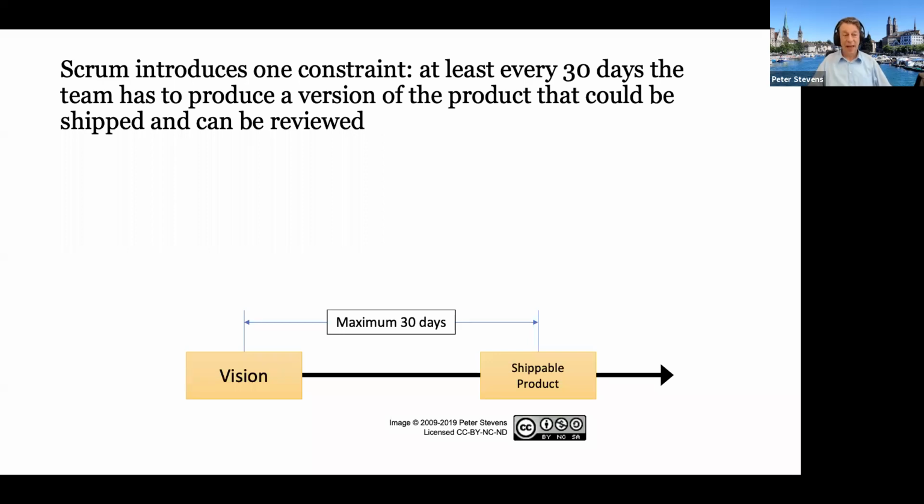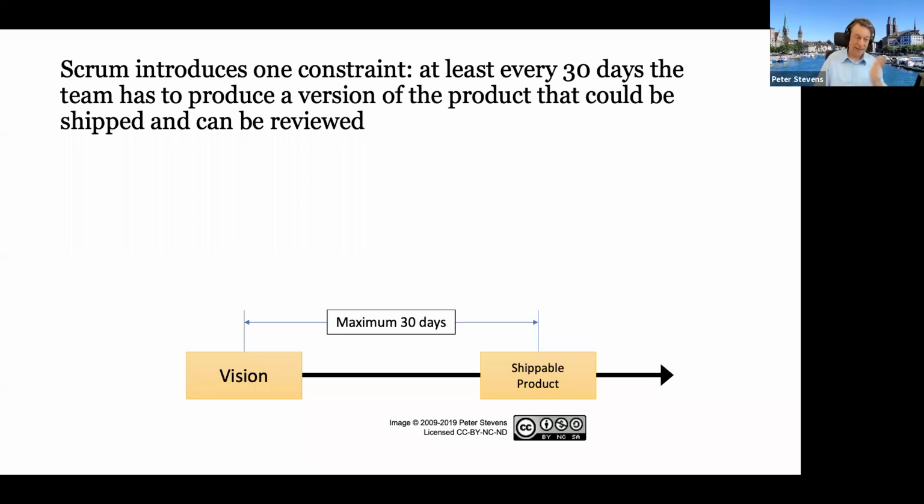constraint. Every 30 days, we have to have a version of the product that could be shipped and can be reviewed. Okay, so we have the vision that gets translated into product backlog items, which define a bit more granularly what we're trying to achieve with this sprint. And no more than 30 days later, we want to have a shippable product.